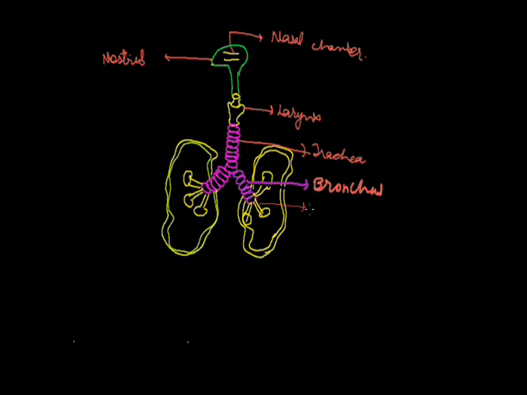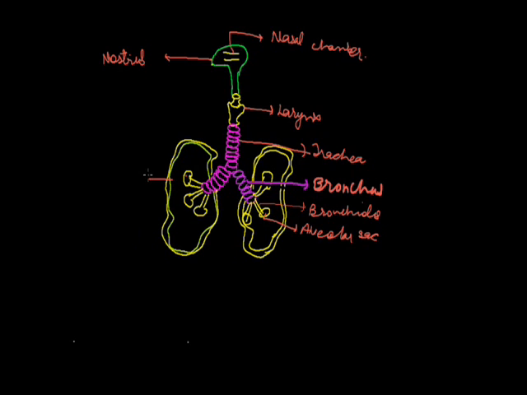These bronchioles have a sac-like structure at the terminal portion, which is known as the alveolar sac, where alveoli are present. These alveoli are responsible for gaseous exchange, or it is the main site of gaseous exchange.